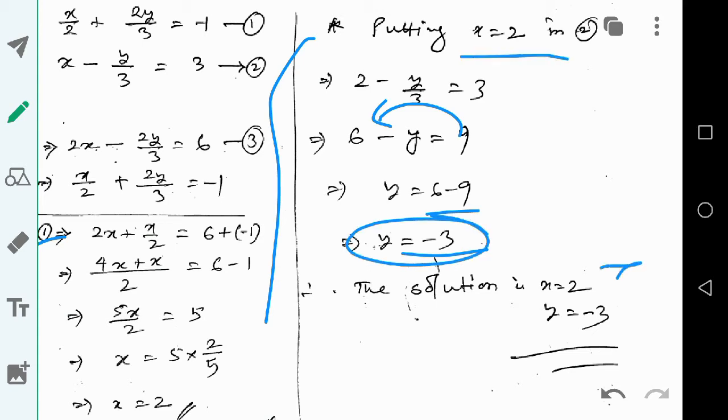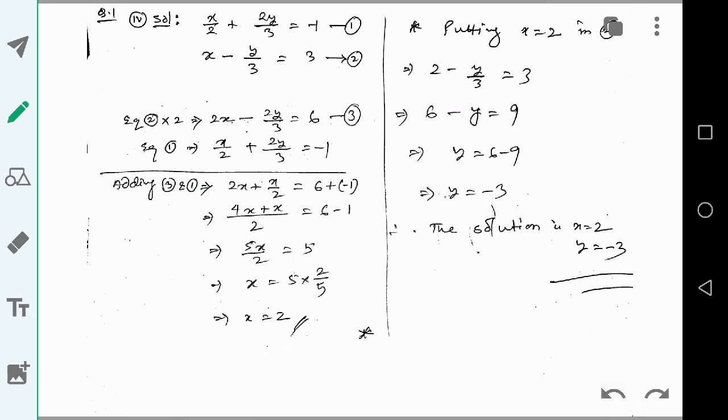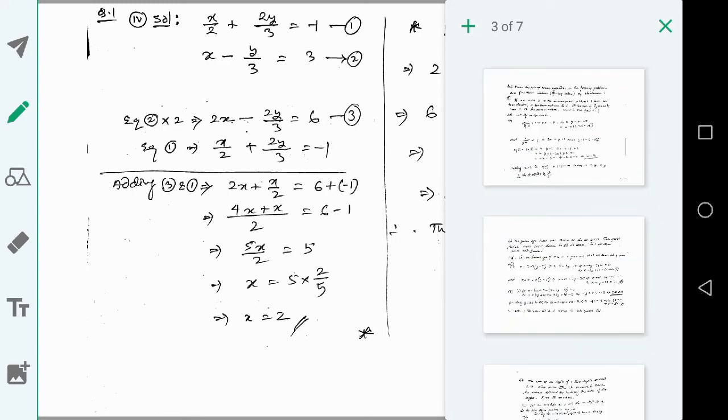So the required solution is x is equal to 2, y is equal to minus 3. Now you can note the solution. Okay, so let me clean this page. Now let's move on to the next question.